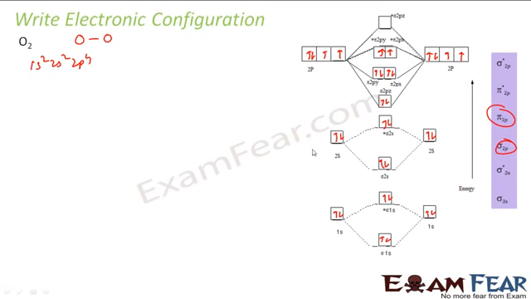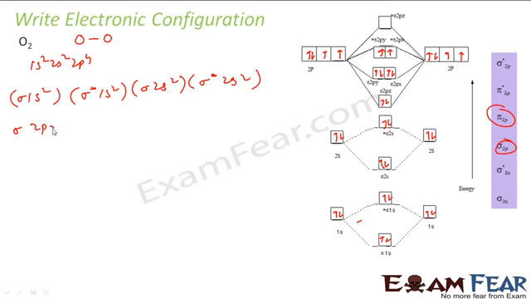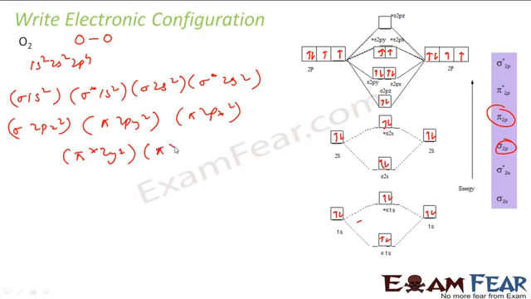Correct? So the electronic configuration will be sigma 1s2, sigma star 1s2, then sigma 2s2, sigma star 2s2, then we have sigma 2pz2, and then we have pi 2py2, pi 2px2, and then we have antibonding, right? Pi star 2py1, and then pi star 2px1. This is the electronic configuration.